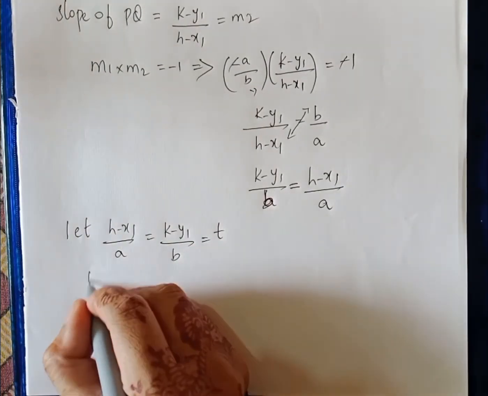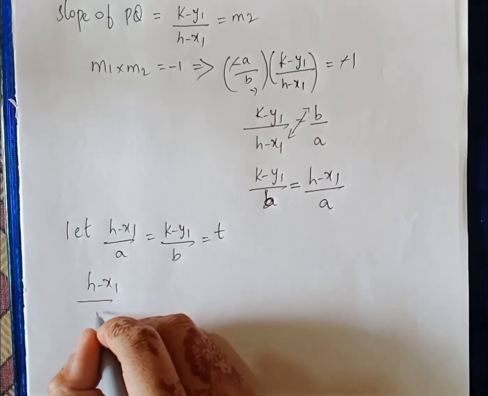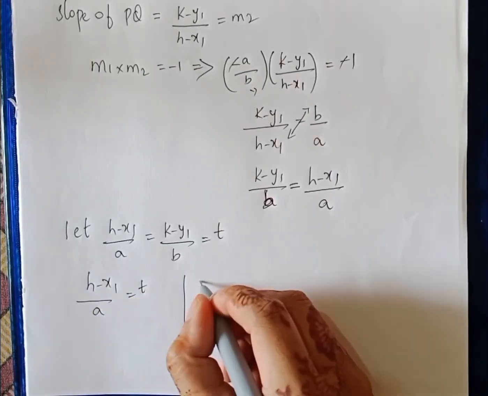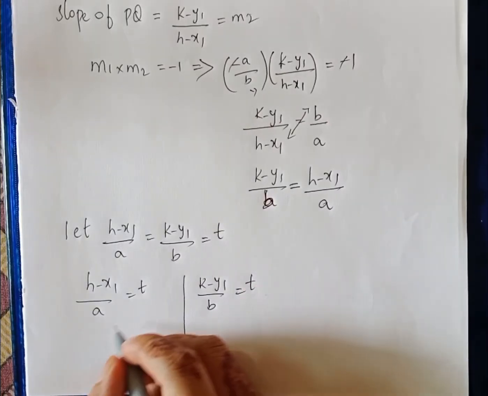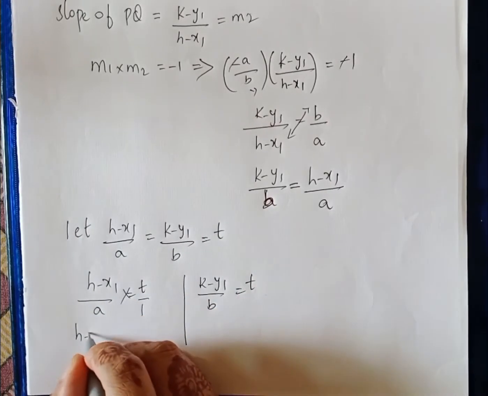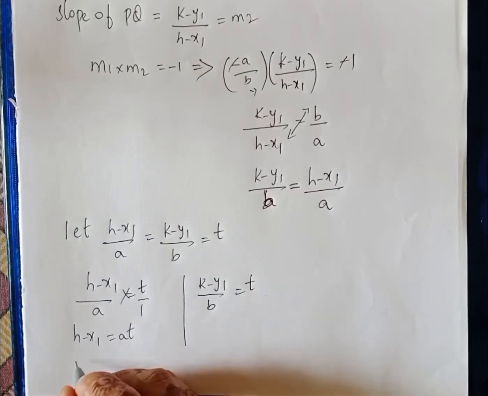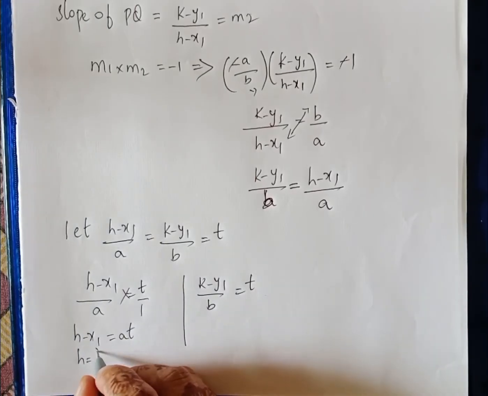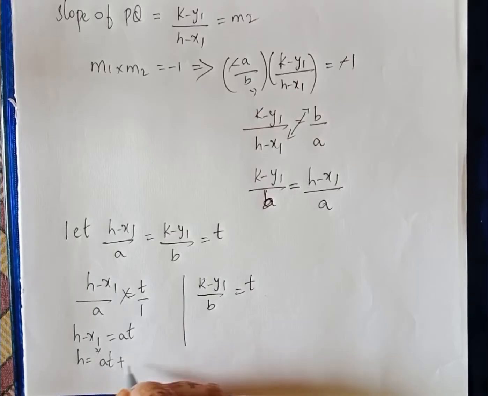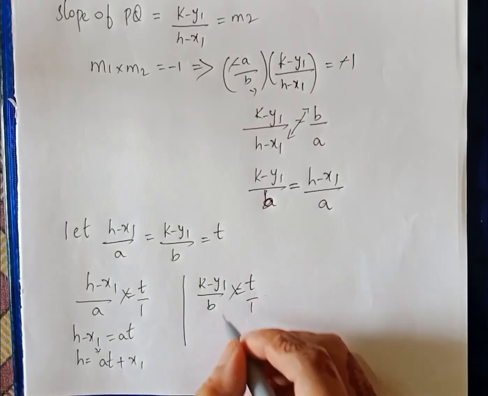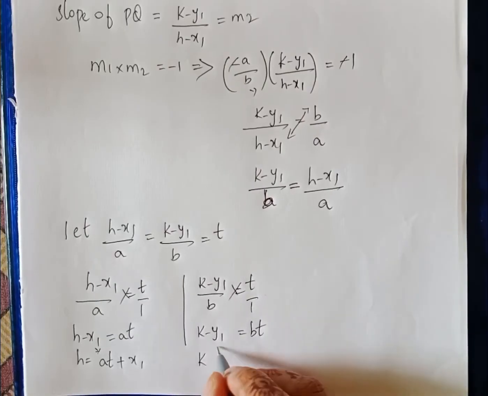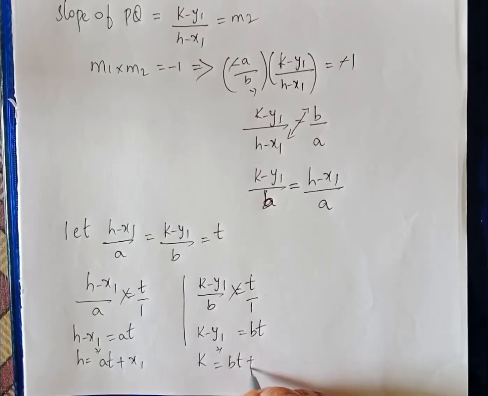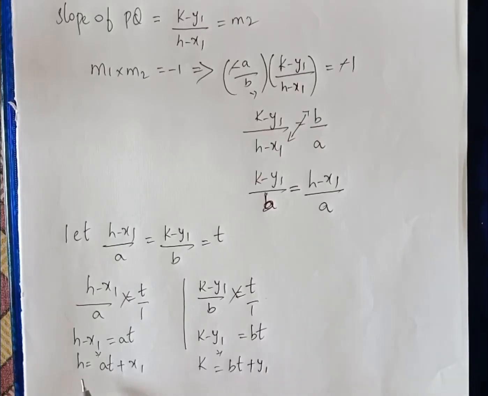So (h - x1)/a equals t, and (k - y1)/b equals t. Cross multiplying, h - x1 equals at, so h equals at + x1. Similarly here, k - y1 equals bt, y1 moving there, so k equals bt + y1. So now we got the values of h and k.